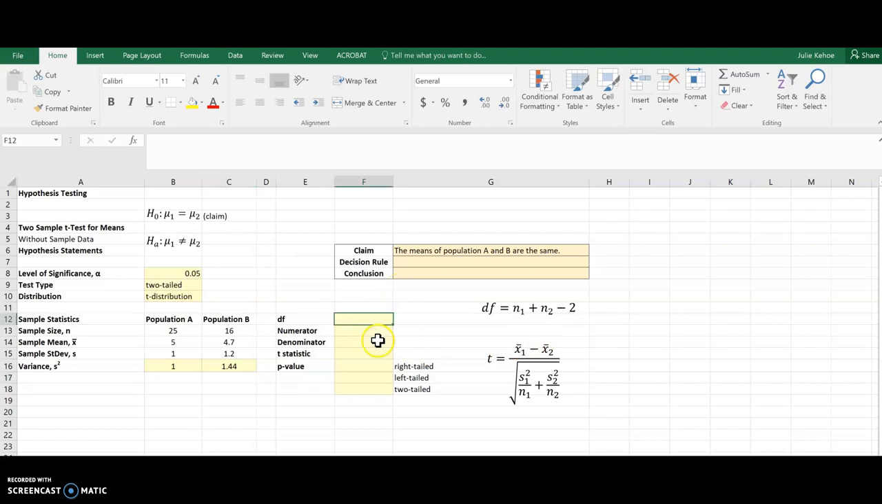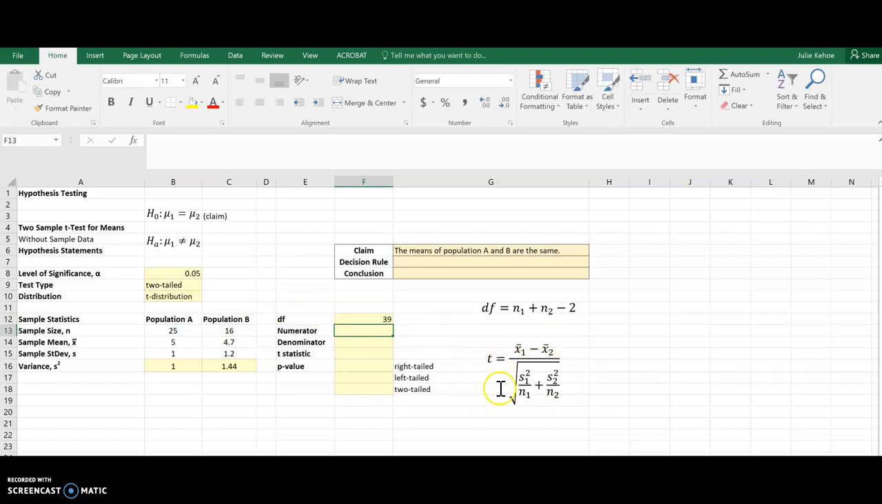Now, I also need the degrees of freedom. It's going to be asked for when I go to calculate those p-values, so I'm going to go ahead and calculate that now too. And so that is the sum of the n minus 2. So there's the degrees of freedom.